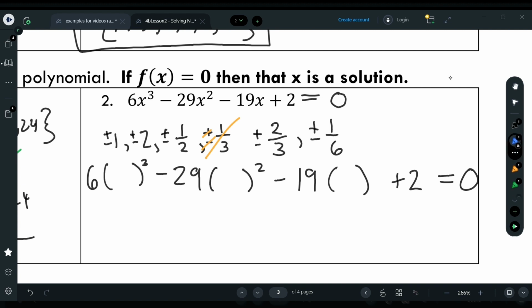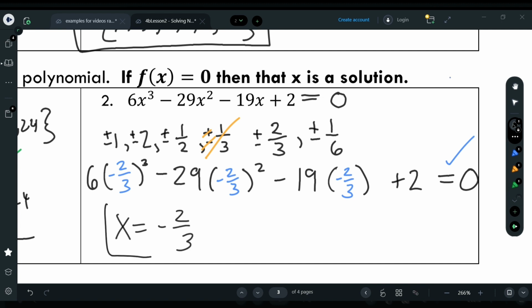Okay, I found it. Did you find it? This is the number that I found, and I think this is the only one on the list that works. Negative 2/3. When I plug in negative 2/3 for x, it does indeed equal 0, which means we found a solution. So here we'll have x equals negative 2/3. That's a solution. We haven't found all the solutions, right?